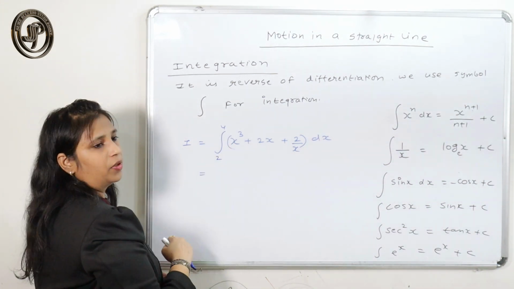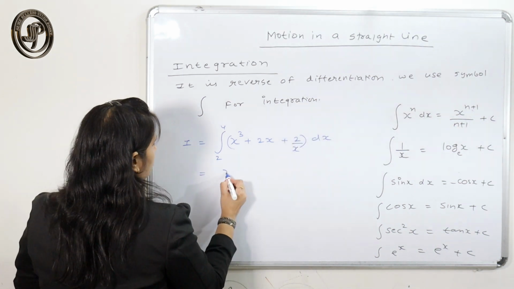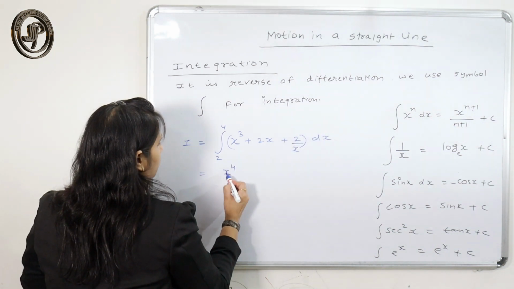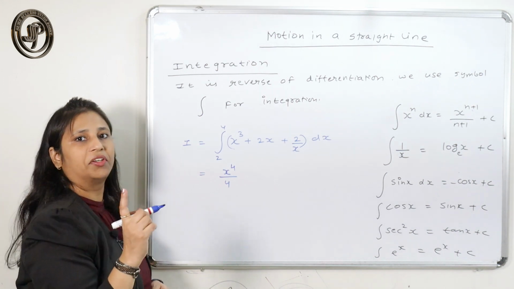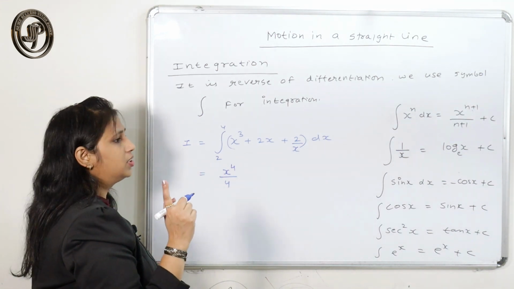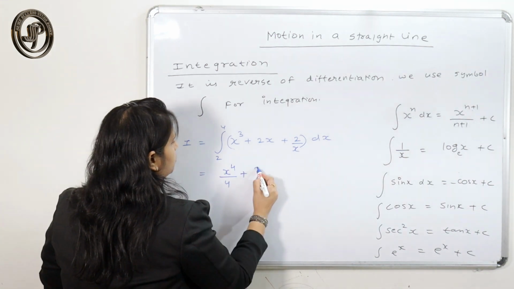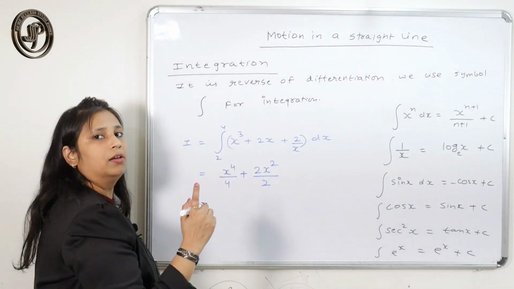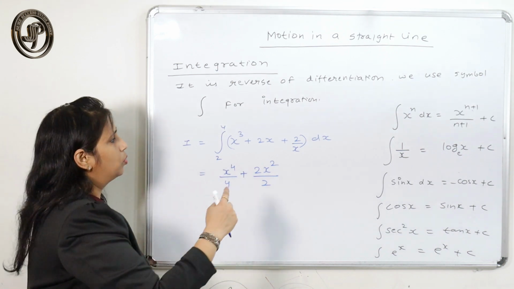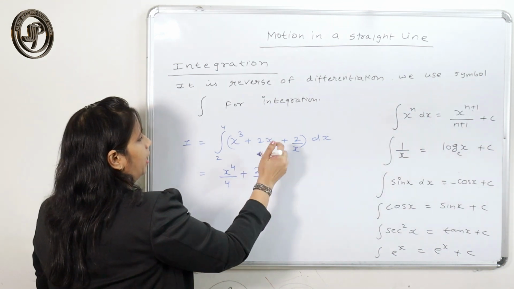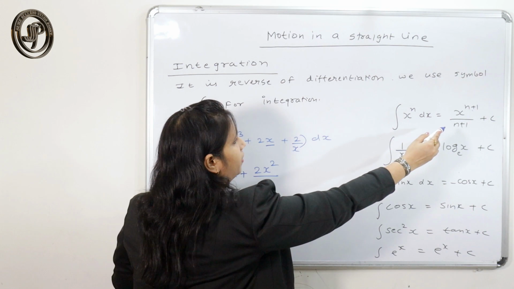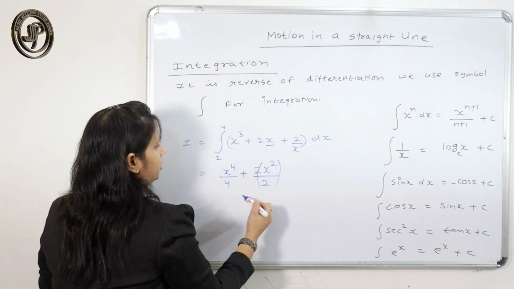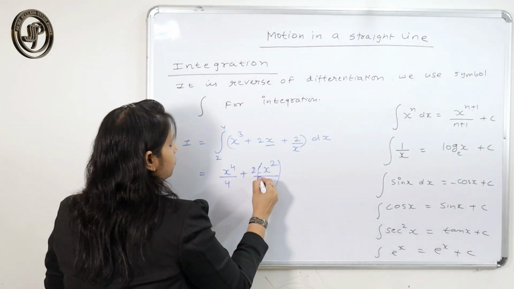So x raised to power 3. If you use the first formula, we will get x raised to power 4 by 4, right? Because here your n is 3. It becomes 2x raised to power 2 by 2, because x becomes x raised to power 2 by 2. Here the n is 1. So if you apply this formula, you will get this, with the 2.